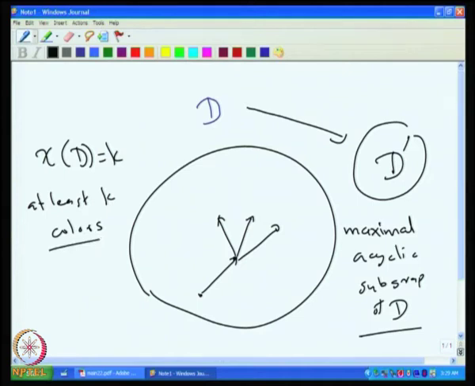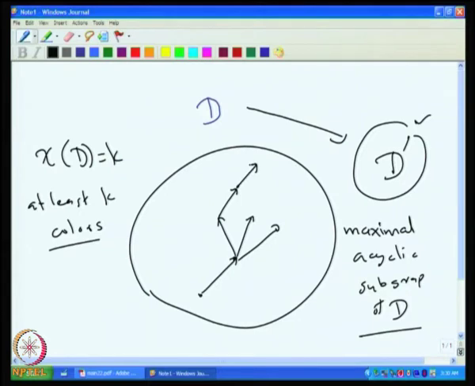Any valid coloring of D dash should have at least K colors, that is what it means. Now, what we are going to do is to show that there exists a path of length K. Instead of showing that there exists a directed path in D, we would show that there exists a directed path of length K in D dash, the maximal acyclic subgraph of D. This is what my plan is.